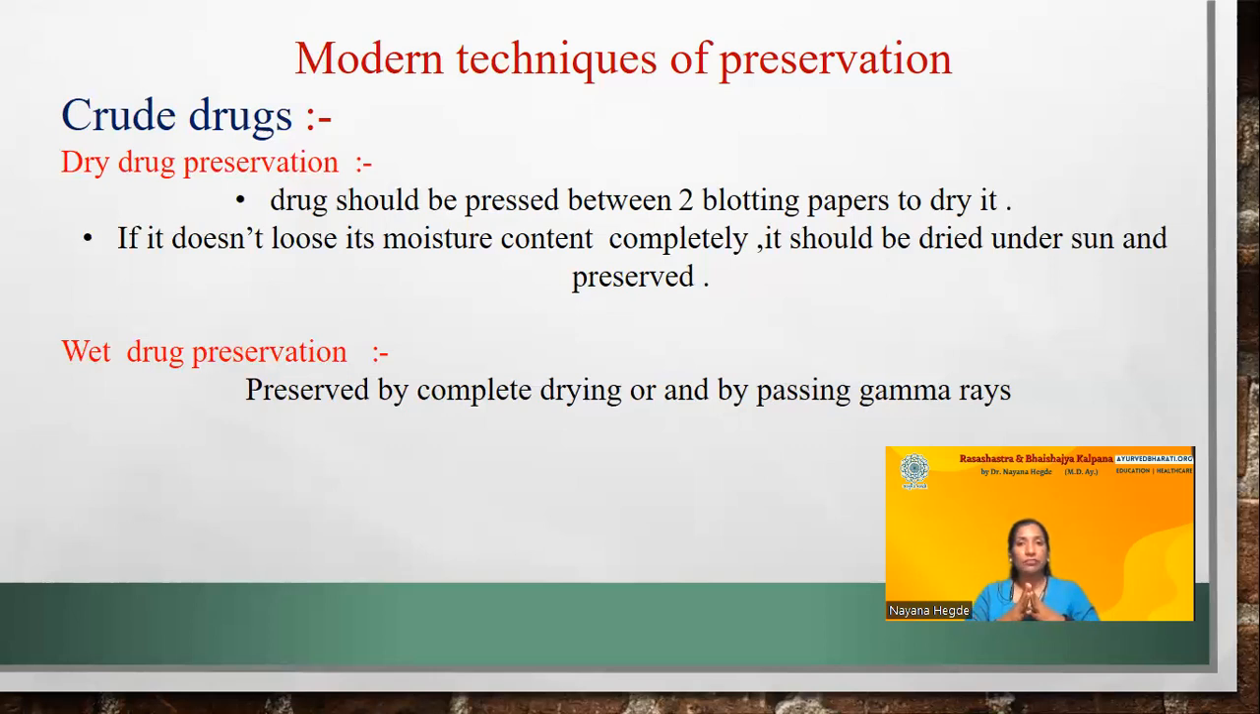What about the fresh form of the drug collected? If we have collected the fresh form of the drug, how to preserve it? That is, wet drug is preserved by completely drying, or gamma rays should be passed through the drug so that the gamma rays absorb the moisture, and later we can store it for future purposes.